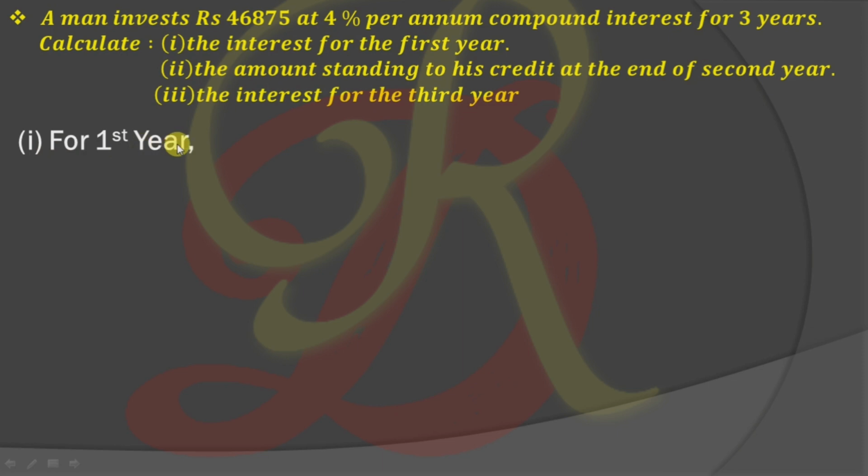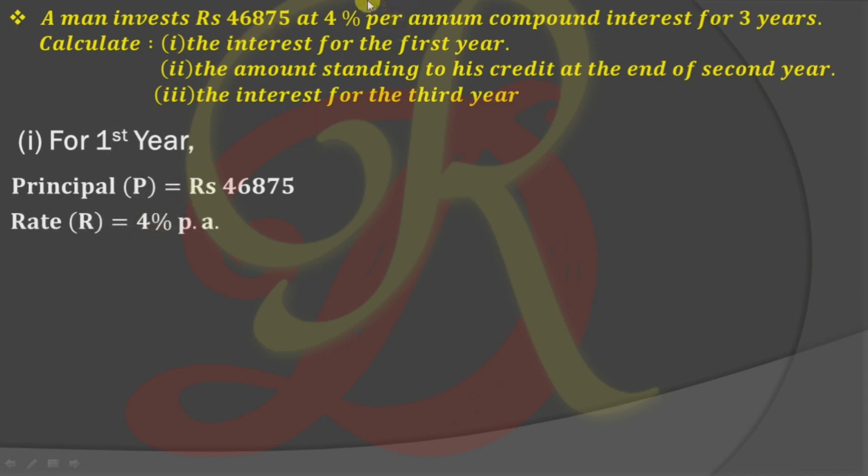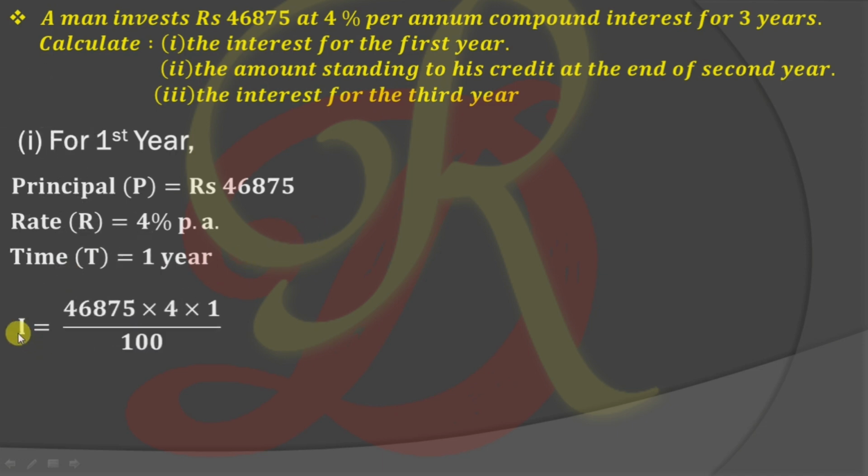For the first year, principal is equal to 46,875, rate is equal to 4% per annum, and time is 1 year. Be careful, always time is 1 year. So I is equal to P into R into T whole divided by 100. P is 46,875 into 4 into 1.